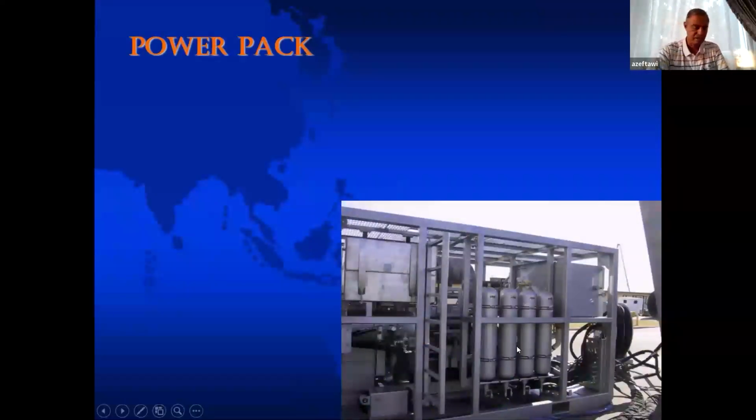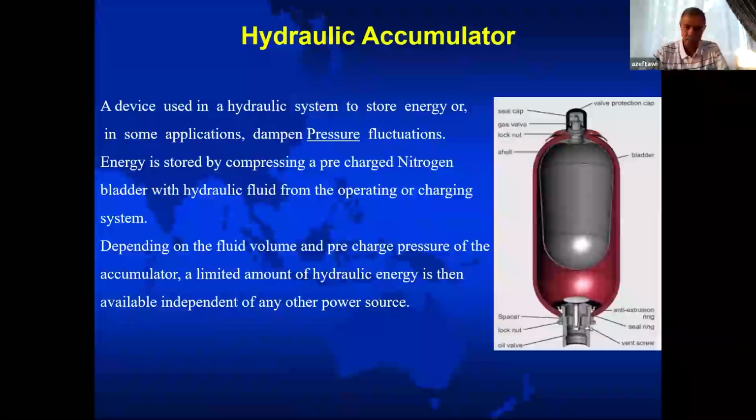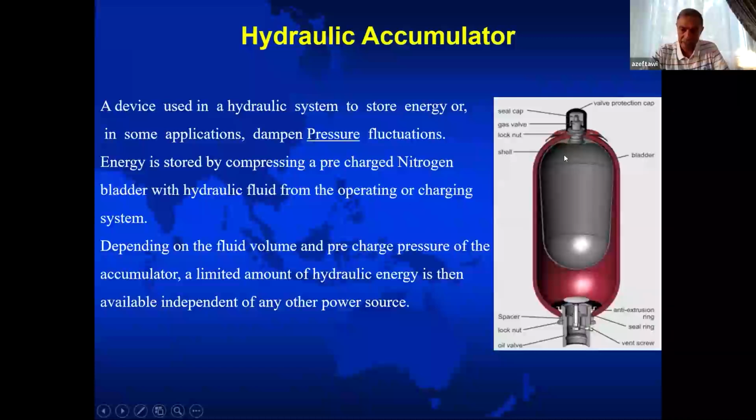These cylinders, we call them accumulators. What's the accumulator? If you open this accumulator, you will see inside there is a rubber bladder, where inside it there is nitrogen charged at 1500 psi, and the rest of the cylinder is hydraulic oil at 1500 psi.